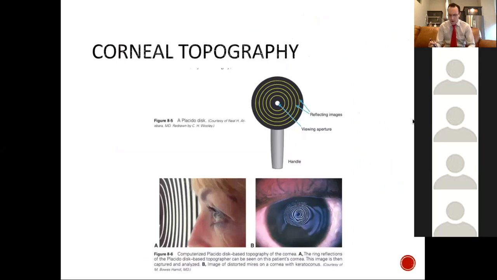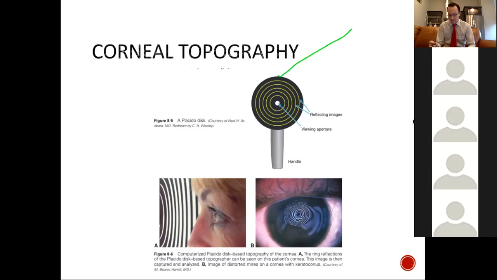So in corneal topography, we're actually measuring the entire surface of the cornea, right? In comparison to the keratometer, we're only measuring the anterior 2 to 3 millimeters, okay? And so topographers measure the anterior surface of the cornea. It's based on this principle of the Placido disc, okay? And so the Placido disc consists of all these circles, okay? Almost like the reticule, really.